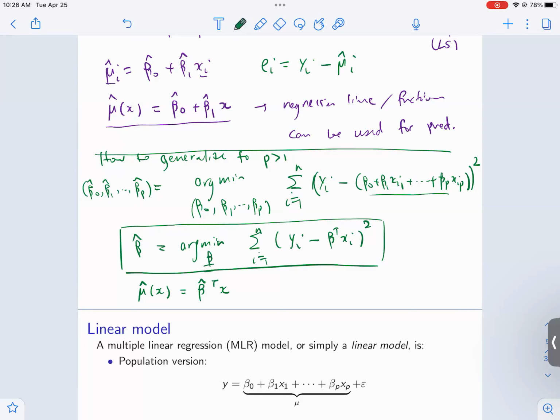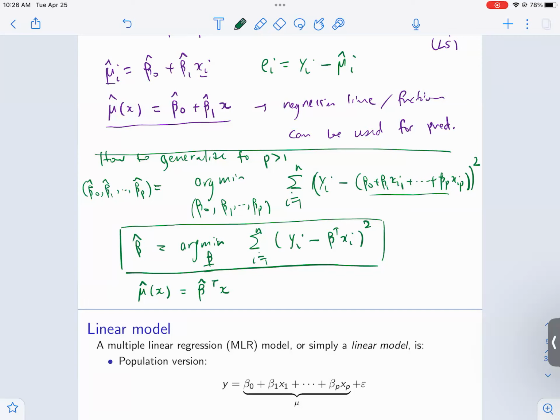Sounds good. Is there even a more compact way that I can write this? Yes, the transpose, like the z squared, you do like yi minus b transpose xi, transpose times the.